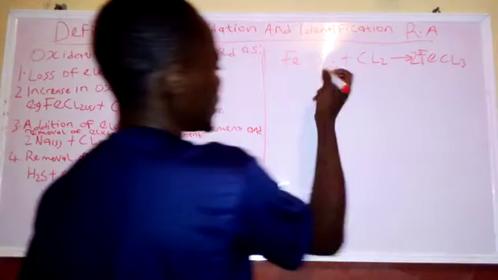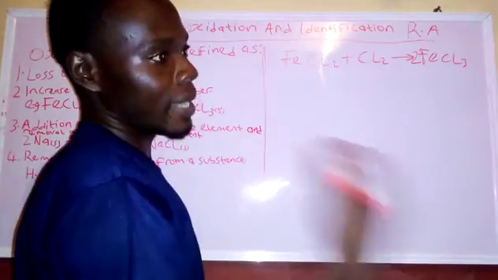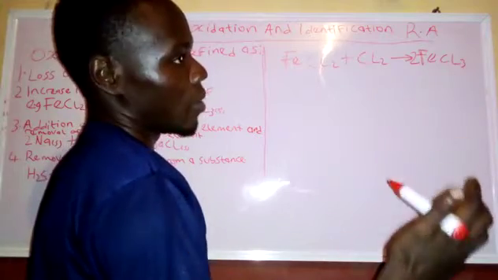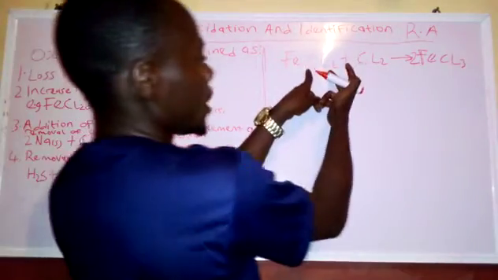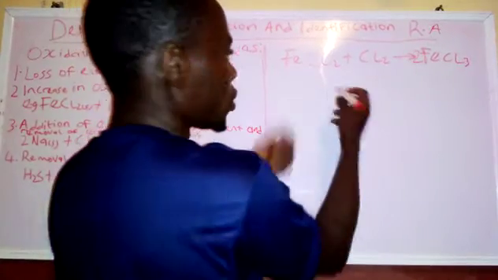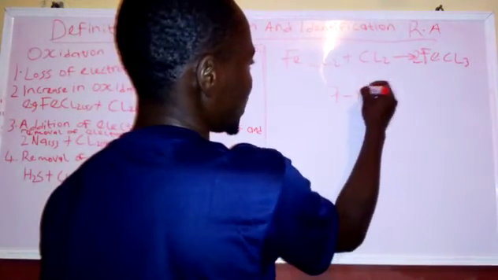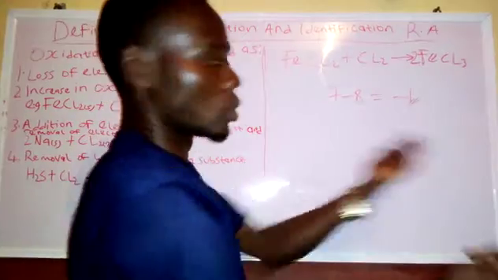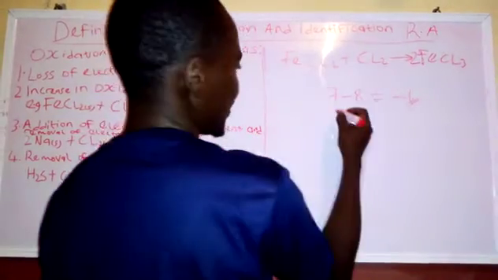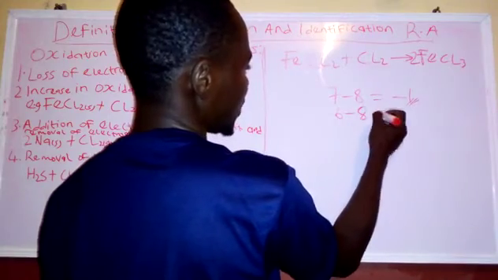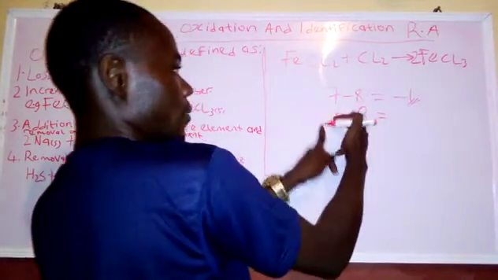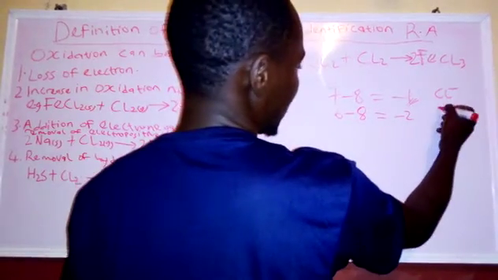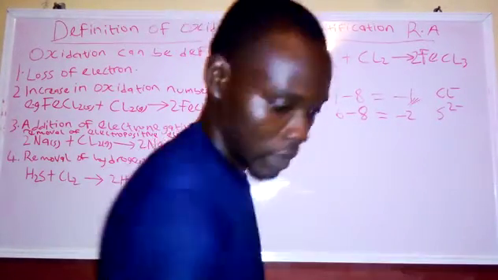Now let me quickly show you something. For most non-metallic elements, their oxidation number is 8 minus their group number. For example, chlorine is in group 7 of the periodic table. So 7 minus 8, then you have minus 1. So the oxidation number of chlorine is minus 1. For sulfur also, sulfur is in group 6 of the periodic table. That's 6 minus 8. Don't forget, it's their group number minus 8. Then you have minus 2. That's why chlorine is usually written Cl−, and sulfur is usually written S2−. So that's the essence of that.